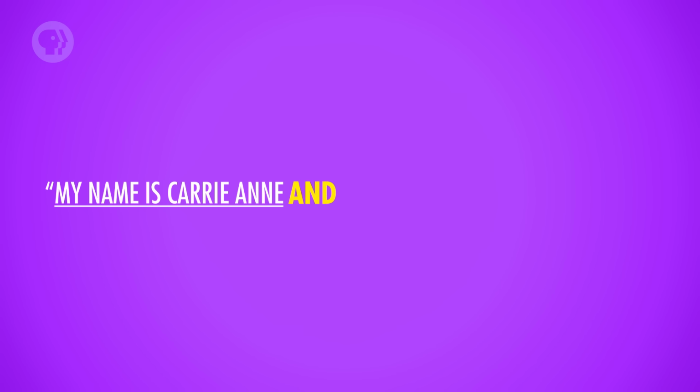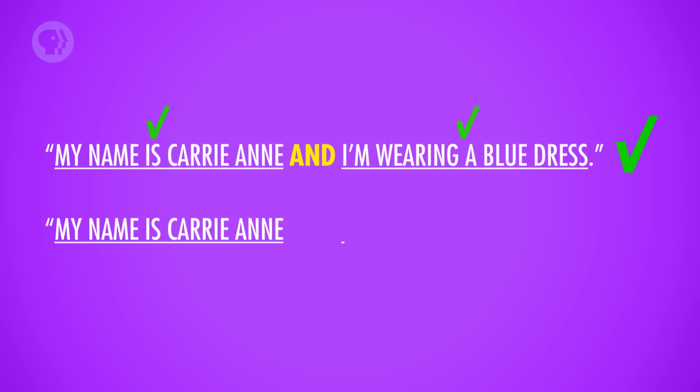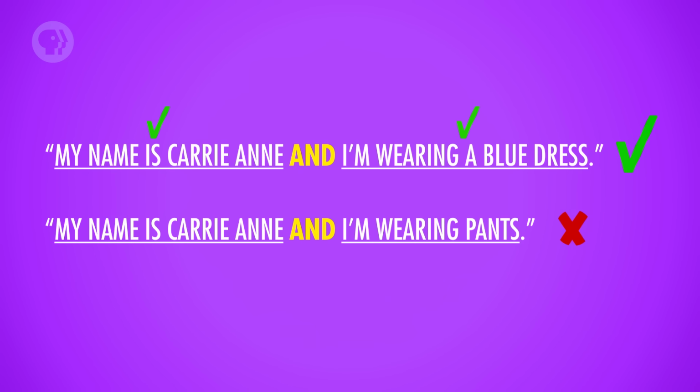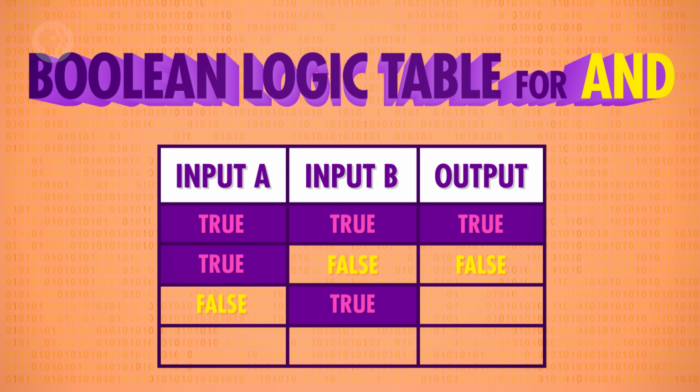For example, let's take the statement, my name is Carrie Anne and I'm wearing a blue dress. Both of those facts are true, so the whole statement is true. But if I said my name is Carrie Anne and I'm wearing pants, that would be false, because I'm not wearing pants. Or trousers, if you're in England. The Carrie Anne part is true, but a true and a false is still false. If I were to reverse that statement, it would still obviously be false. And if I were to tell you two complete lies, that is also false. And again, we can write all of these combinations out in a table.